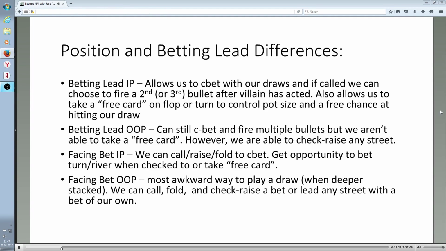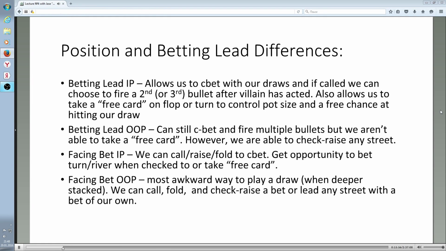Betting lead out of position, of course, we can still c-bet and have the opportunity to fire multiple bullets. But unlike being in position, we aren't able to take a free card, obviously, because there's an opponent to act after us. So we're at the mercy of whether he or she wants to check or bet. But we are able to check-raise any street, which can also be pretty valuable when playing a draw.